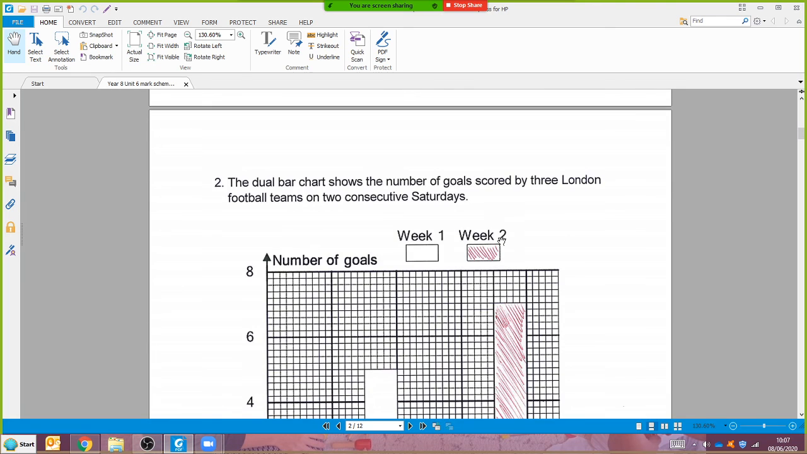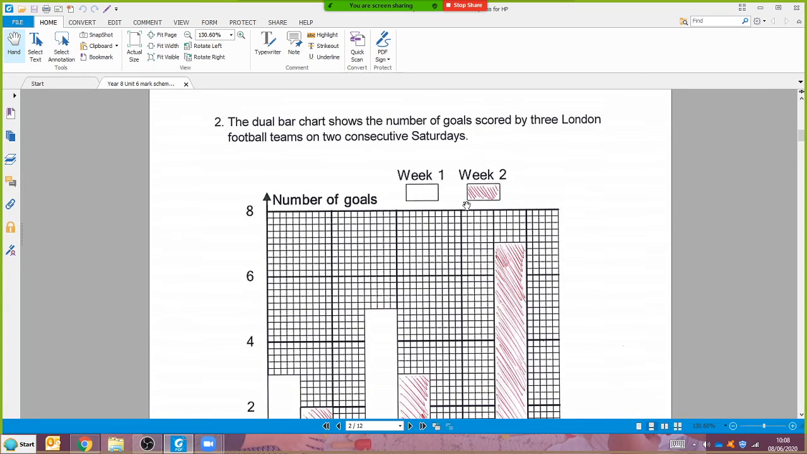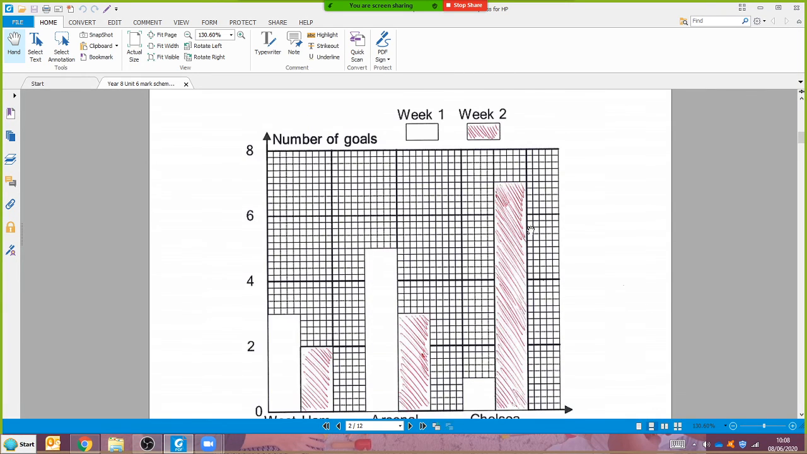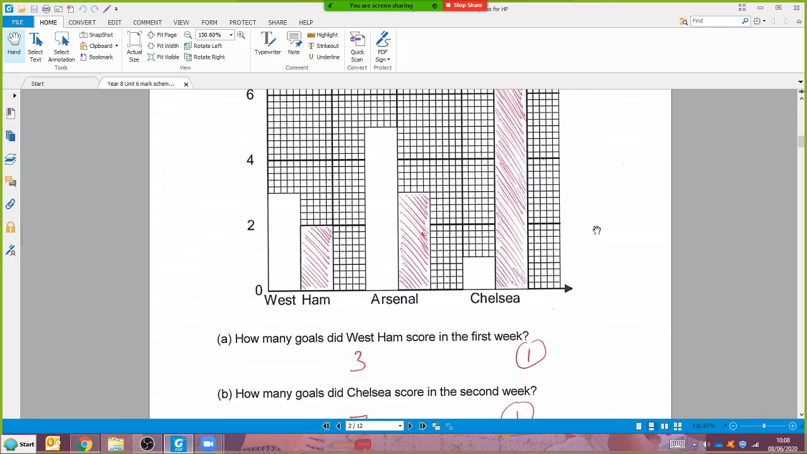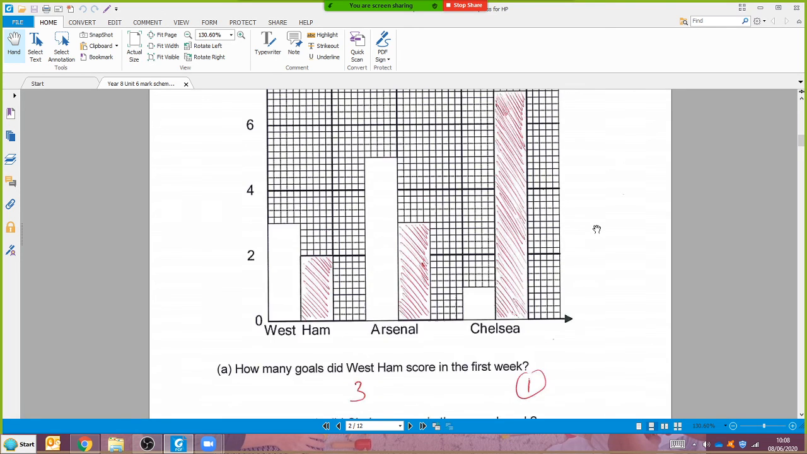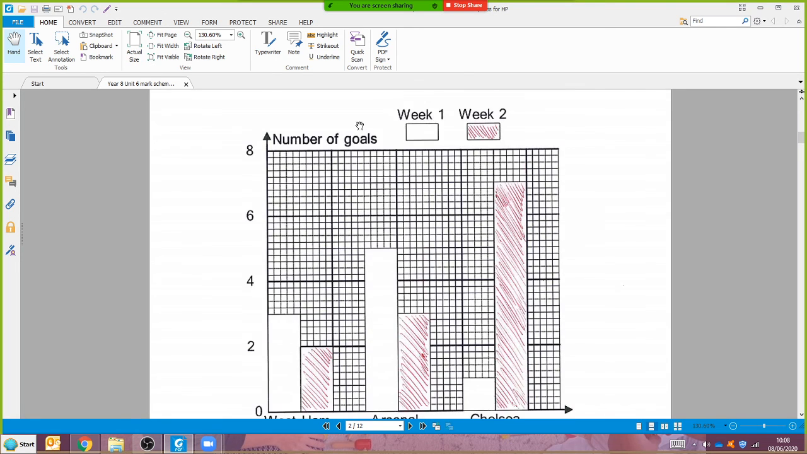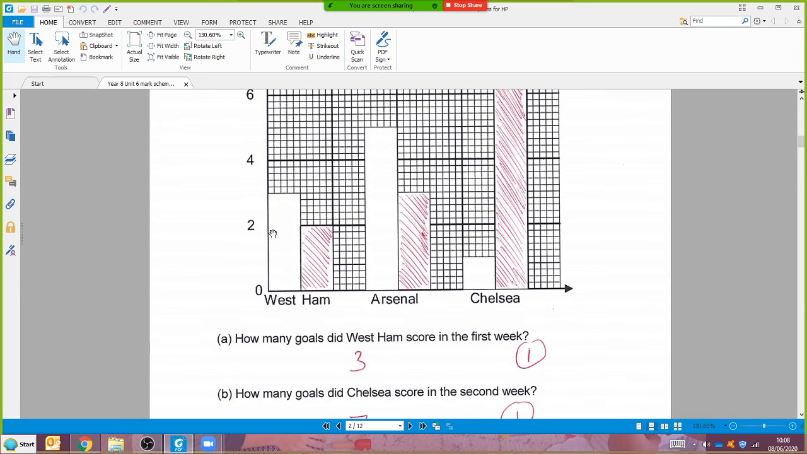Bar chart, 3 London football teams, 2 consecutive Saturdays, week 1 and week 2. On my exam paper I shaded it because the grade didn't come out very well. I think it came out okay for you as well because I didn't get any crazy answers. How many goals did West Ham score in the first week? Week number 1 is the first week. That goes up to 3.